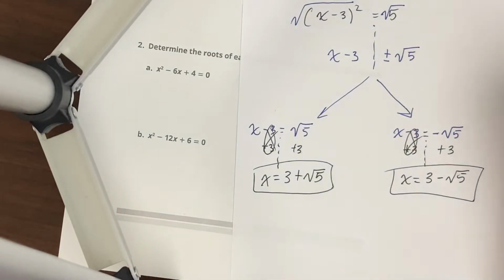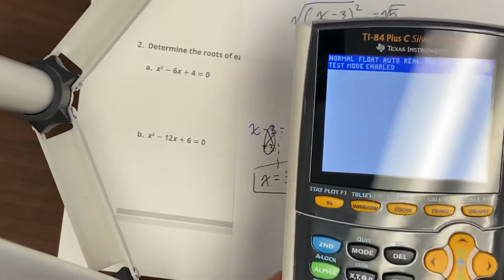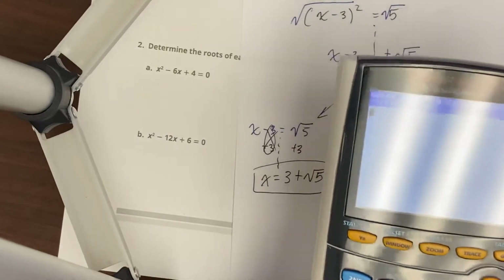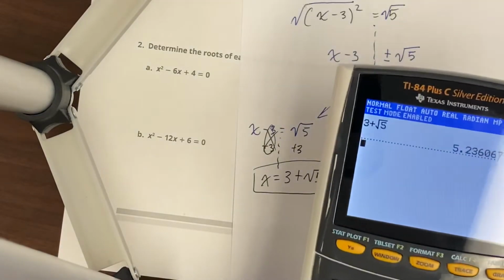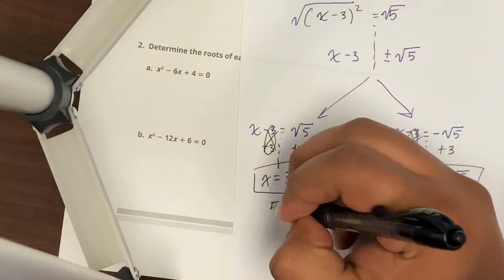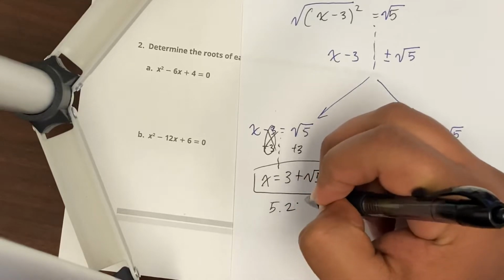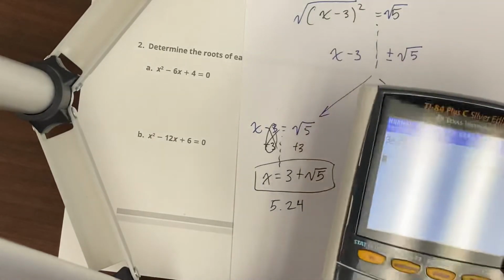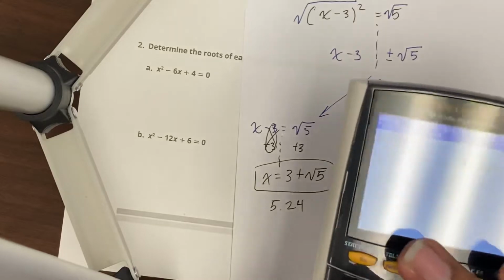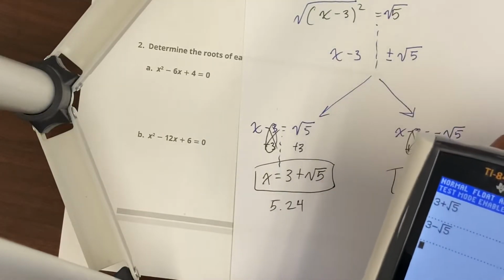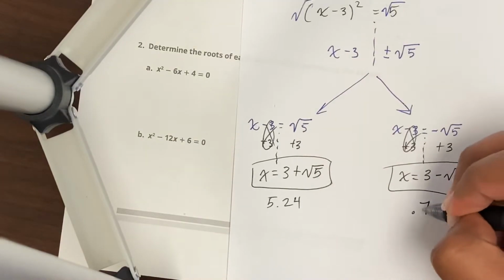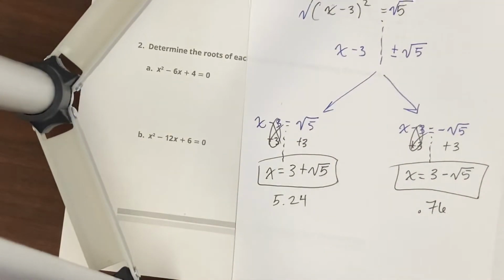Of course, my calculator's ready to go. So I'm going to do it. 3 plus the square root of 5. 5.23, 24 if I round. 3 minus the square root of 5. 0.76. Let's see if it's true.